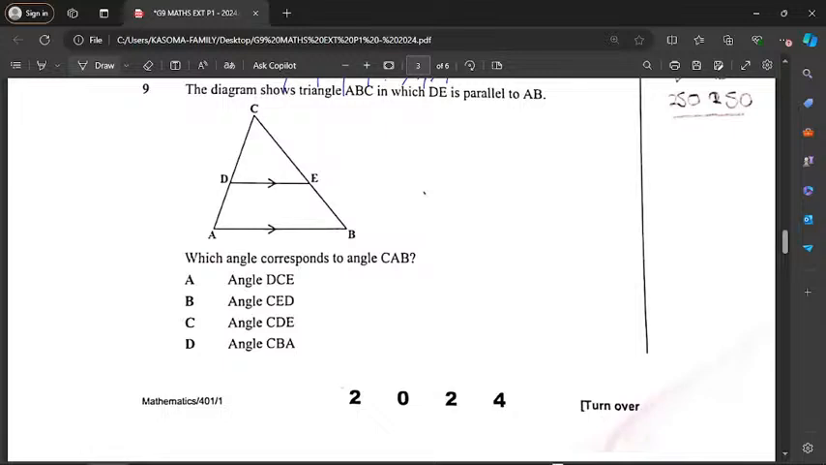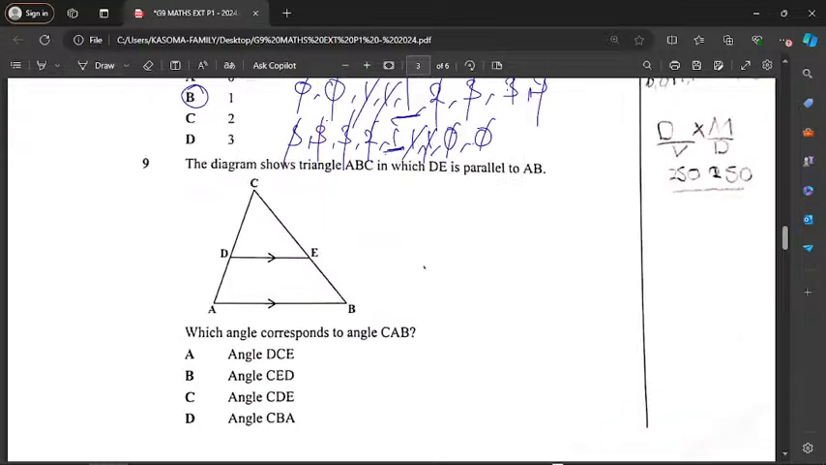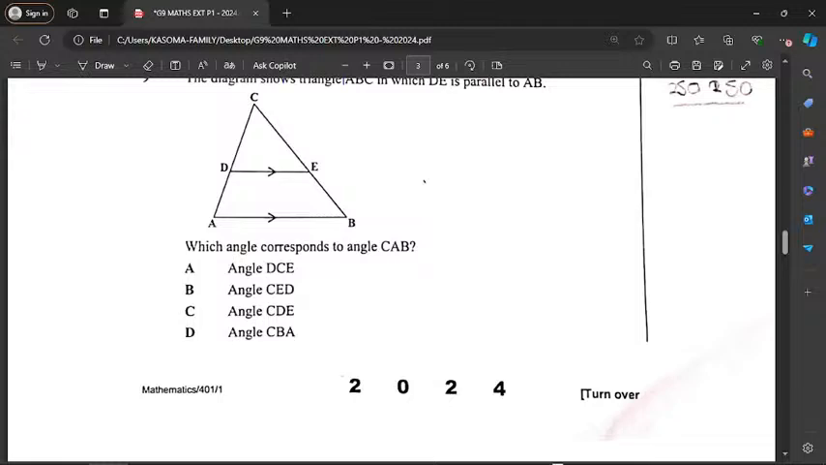So I can dismantle the first triangle, which is on top. I can dismantle it and write it like that. Never mind about the shape. Please, I'm just trying to, okay. So again, we dismantle this bigger one, which is CAB, like this. So they are saying which angle corresponds to angle CAB, which is this angle.